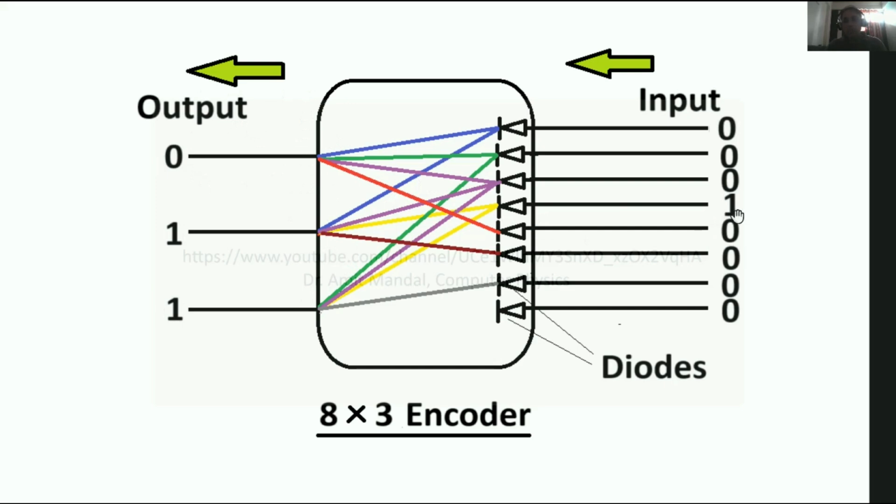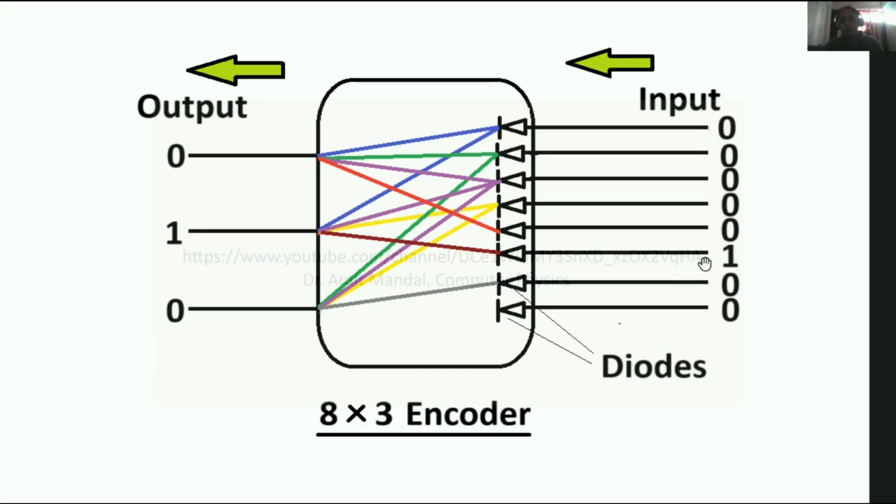Here I am taking an example. Suppose 1 is coming to this fourth diode. This fourth diode is connected to B and C by these yellow connections, and A is not connected. So the output code will be 0 1 1.